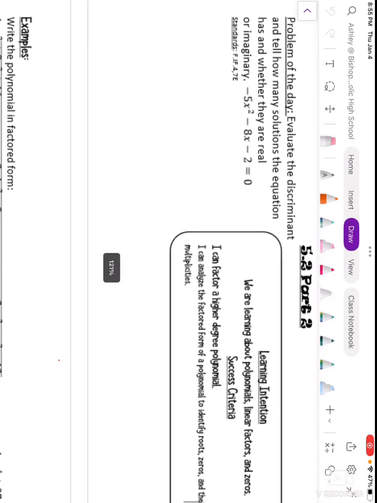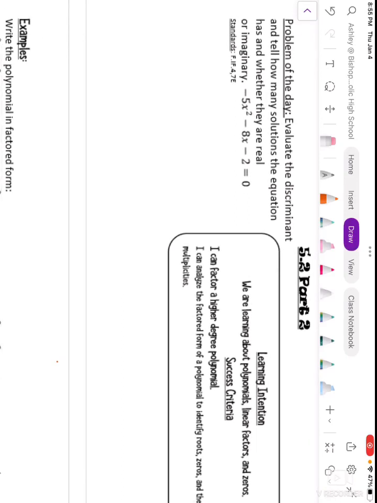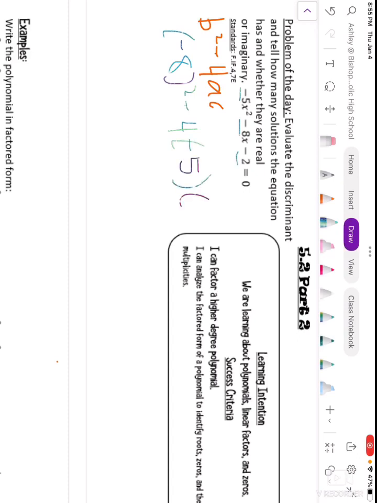So our problem of the day is to evaluate the discriminant. Remember, that's the part under the radical of the quadratic formula. So b squared minus 4ac. So our b is negative 8. So negative 8 squared minus 4 times a, which is negative 5, times c, which is negative 2.